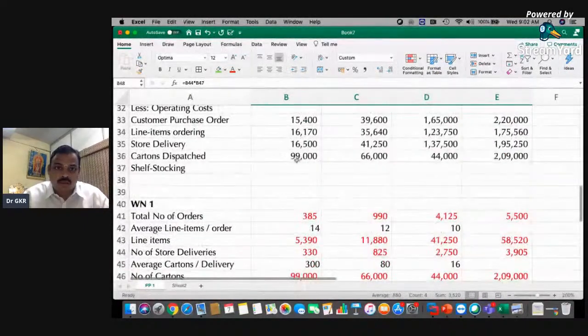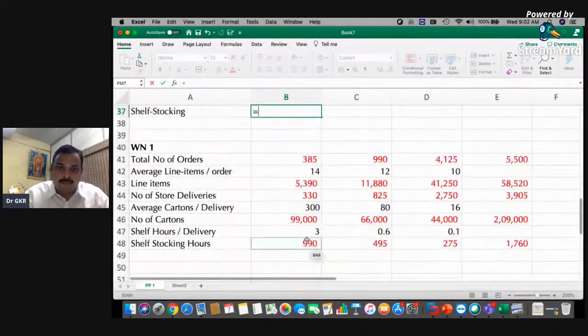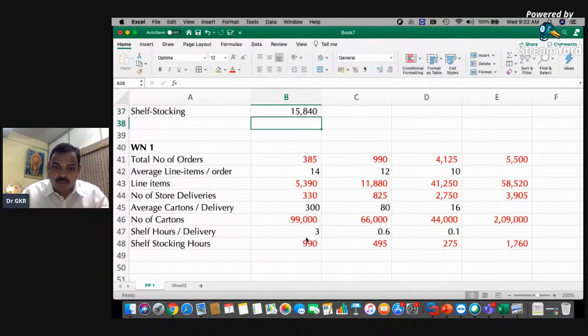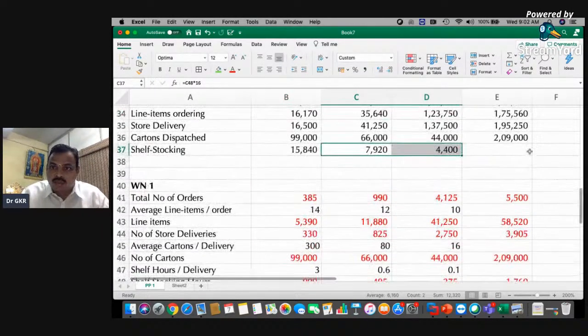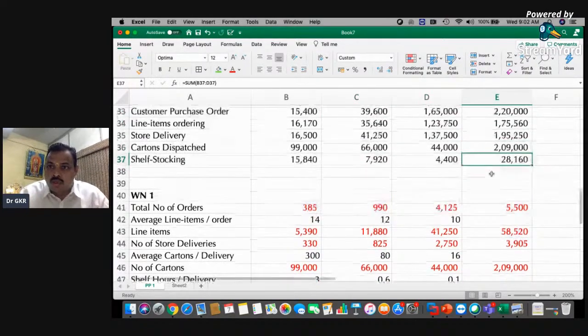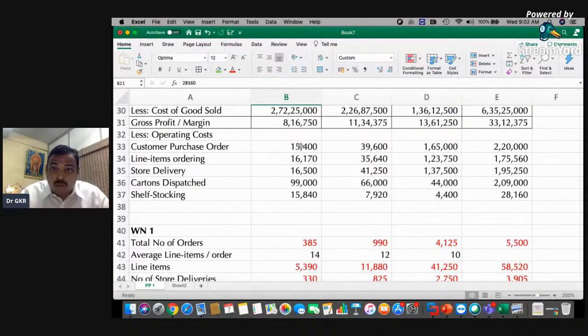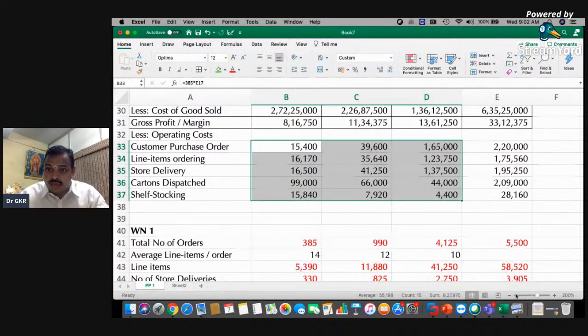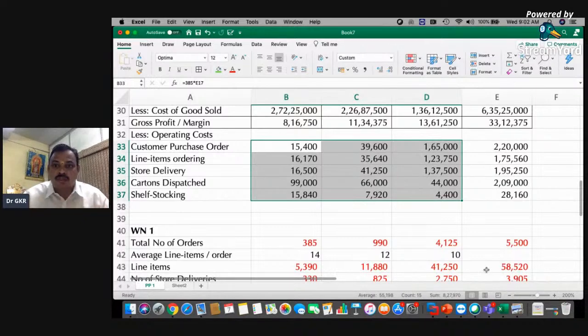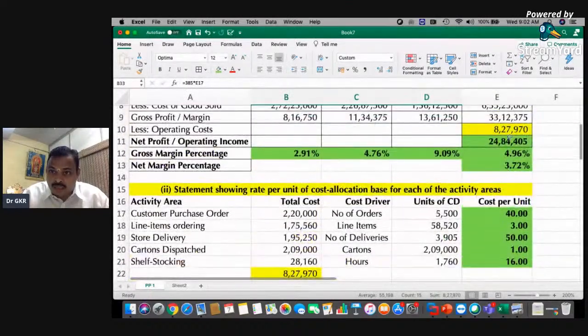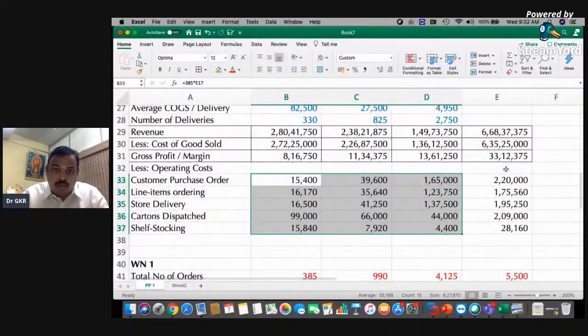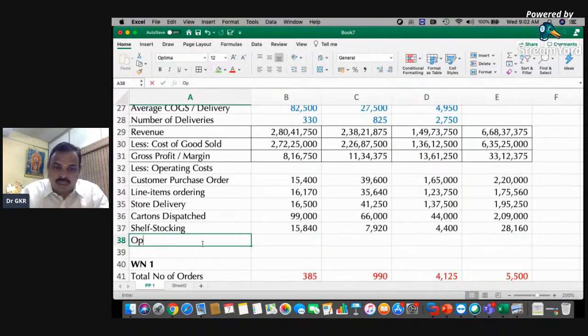Good. So per hour is how much? 16 rupees. So what you have to do? Multiply 990 into 16. Similarly for the other two. So what is your total now? You are distributing 28,160 rupees. So this is your total now. Add all this, you will get 8,27,970. So the entire 8,27,970 has now been distributed to 5 into 3, 15 activities. So now your gross profit minus operating cost will be your operating income.